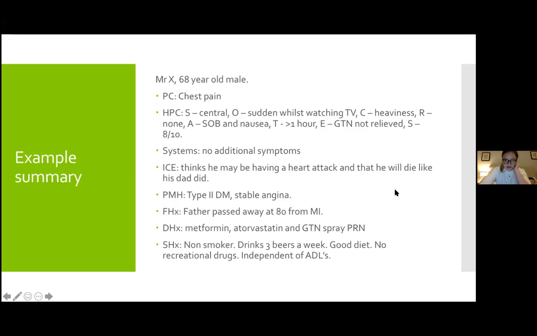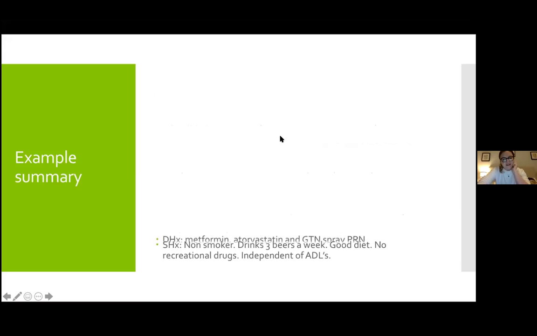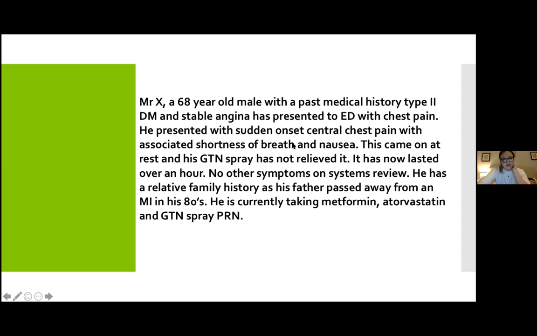Okay, does anybody want to try and have a go at summarising this patient? Anybody? Okay, don't worry. Right, so we'll just get rid of this and we'll do an example.